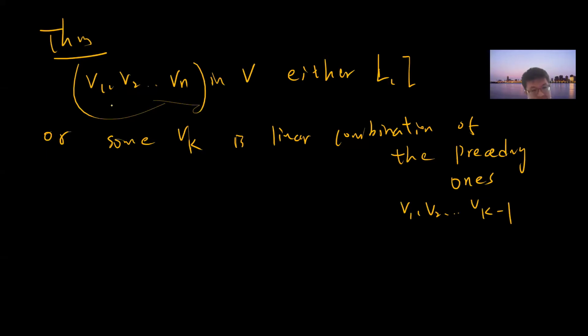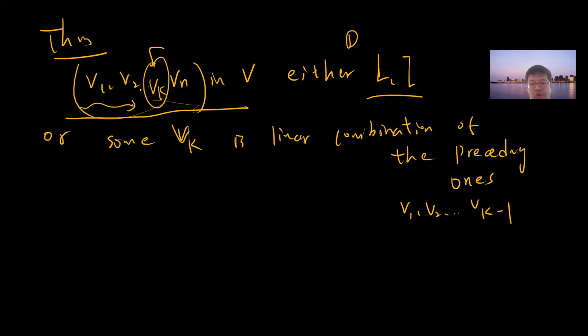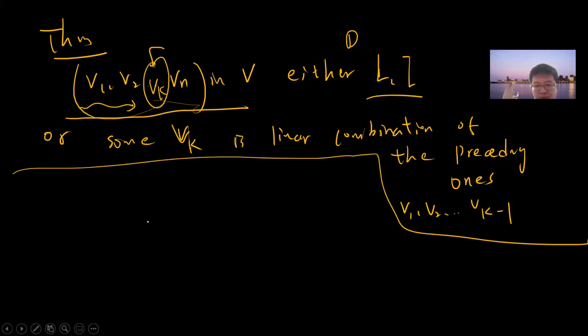So what I'm saying is that given n vectors in the vector space V, either of two cases happens. The first case is they are linearly dependent. The second case is that you can find some vk such that vk is a linear combination of the previous k minus 1. I hope you understand this by your intuition, right? But I seldom talk about examples because examples are somehow trivial. You can check it by yourself.